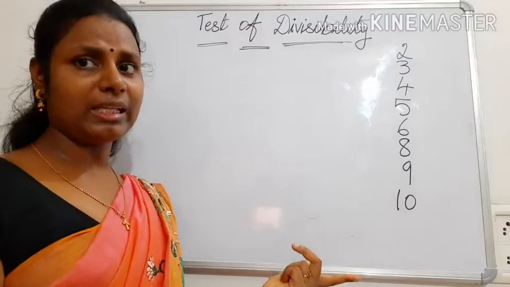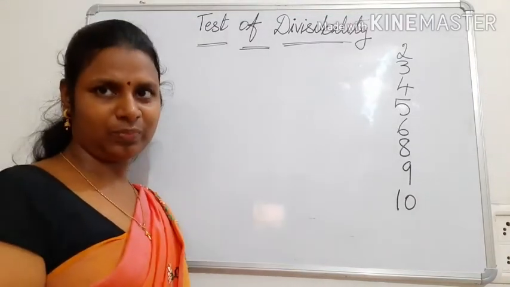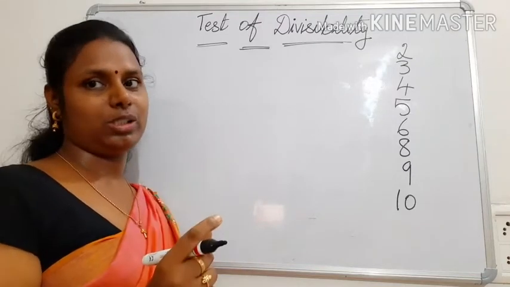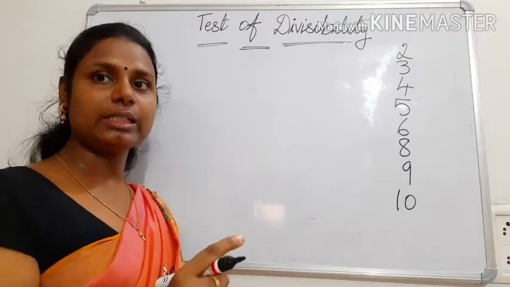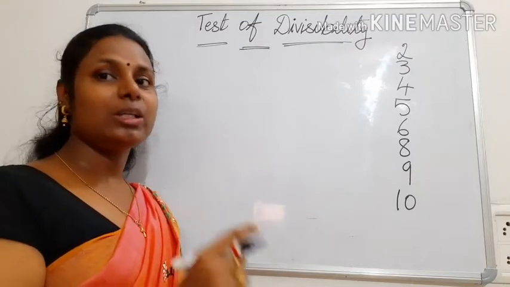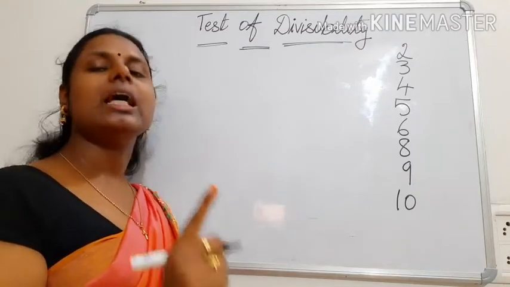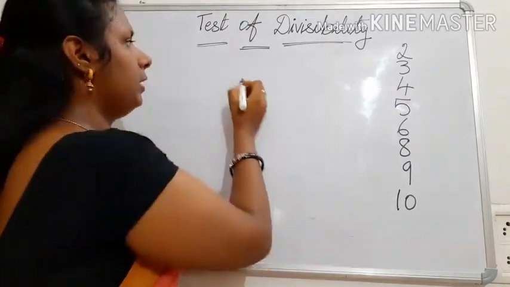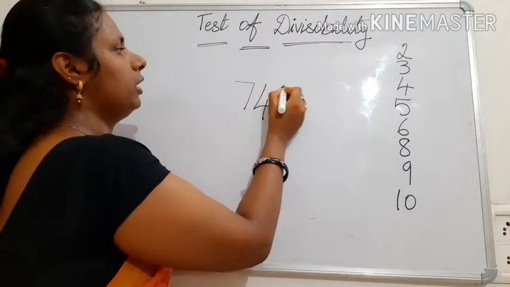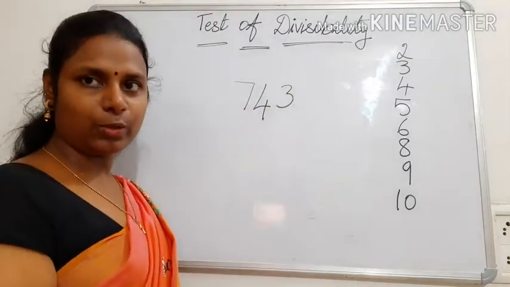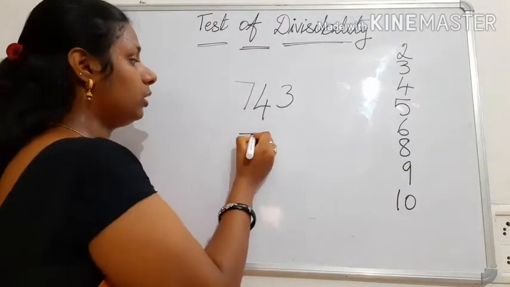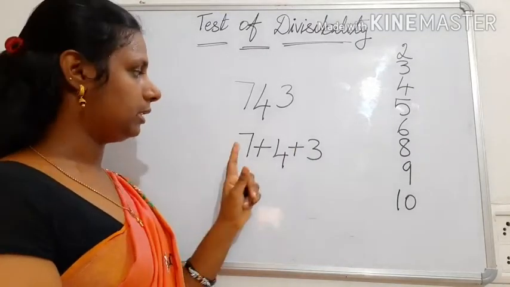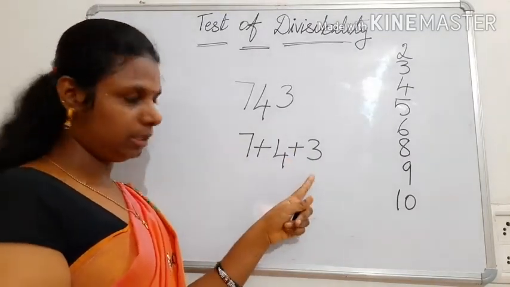Now let us go to the next number, 3. Already in prime numbers I told you about the sum of the digits. You have to calculate the sum of the digits, then you find out whether that sum is divisible by 3. For example, now I am taking 743. Now I have to take the sum of these digits: 7, 4, 3. 7 plus 4 plus 3.